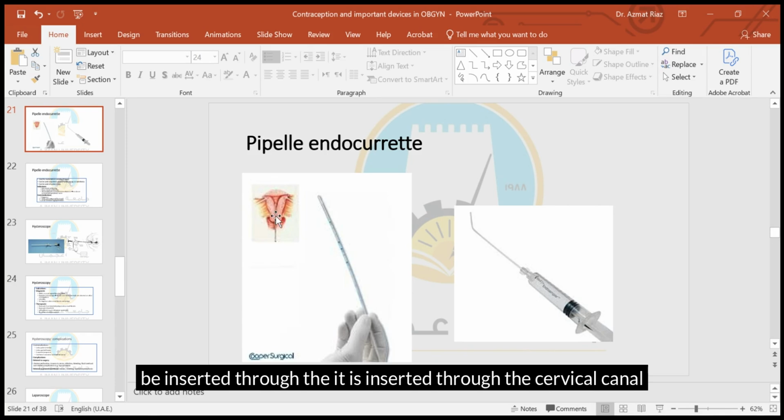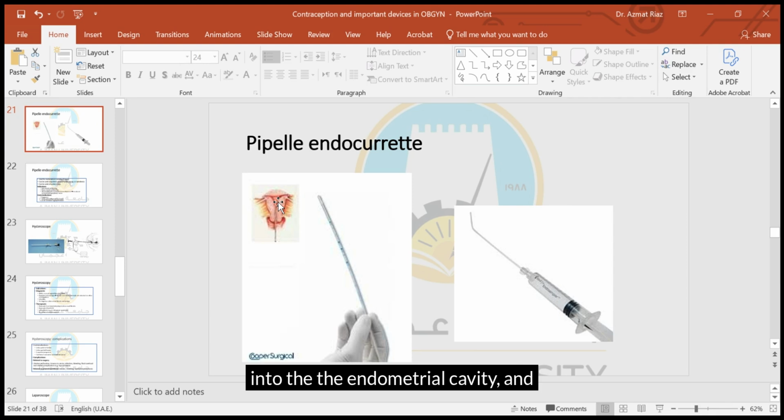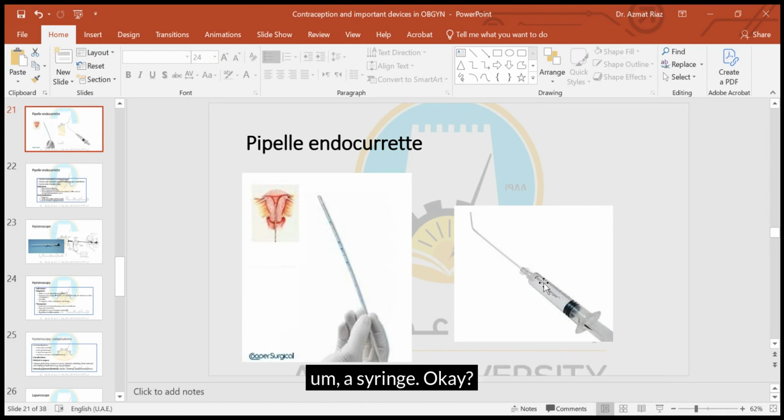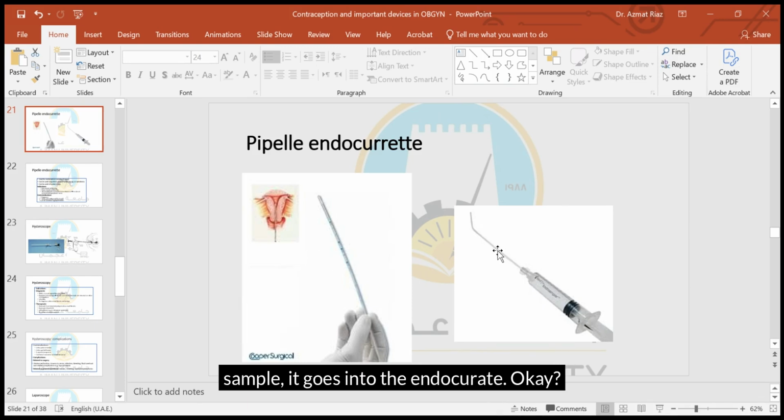At the time of speculum examination, it is inserted through the cervical canal into the endometrial cavity, and suction is applied. From here it is pulled. Sometimes it comes with a syringe, in which case it becomes more effective. Just pull the syringe and the endometrial sample goes into the endocurette.